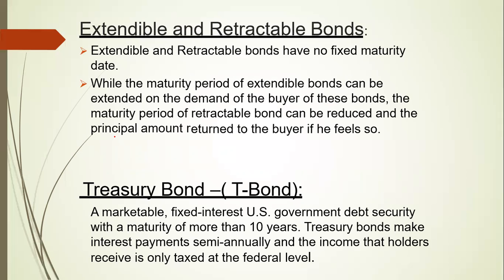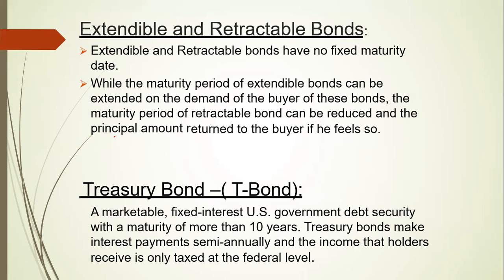Next comes the extendable and retractable bonds. The maturity period of extendable bonds can be extended on the demand of the buyer of these bonds. If they want to extend, they can extend. And the maturity period of a retractable bond can be reduced and the principal amount returned to the buyer if he feels so. So one is extendable, which can be extended, and the other is retractable, which can reduce the time of redemption.